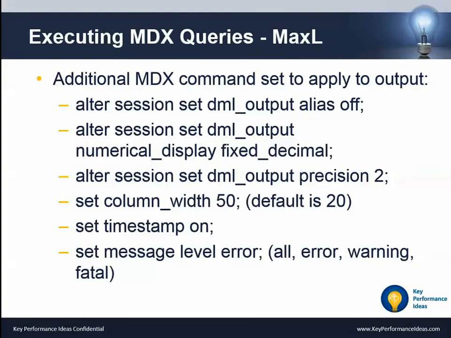Additional things to keep in mind in the output if you're running it in MaxL. There are some additional commands. You can put your alias on or off. You can set the output display. So this is how you normally want it: numerical, display, fixed, decimal. There are some other options for that.